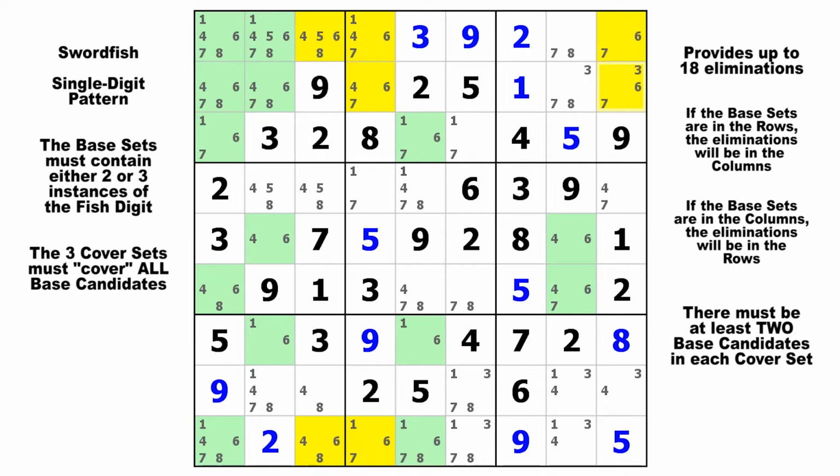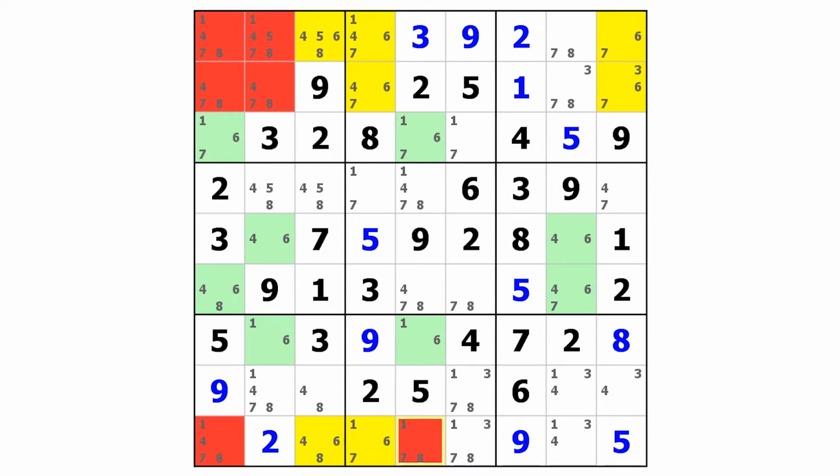since the base sets are in the columns, the eliminations will be in the rows. So we've got one here, here, we've got one here, and we've got one here and here. There are 2 eliminations in each of those rows, so there are 6 altogether, and you can eliminate all those candidate 6s by virtue of the swordfish. Okay, I think that's pretty clear, so let's move on to the finned swordfish.